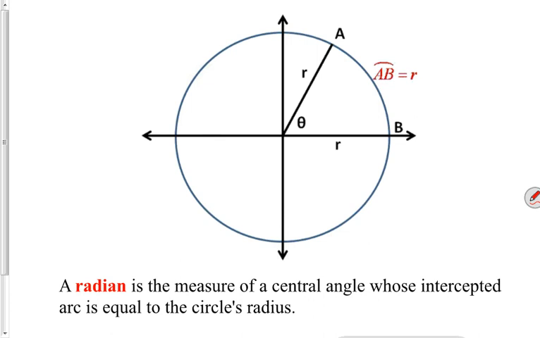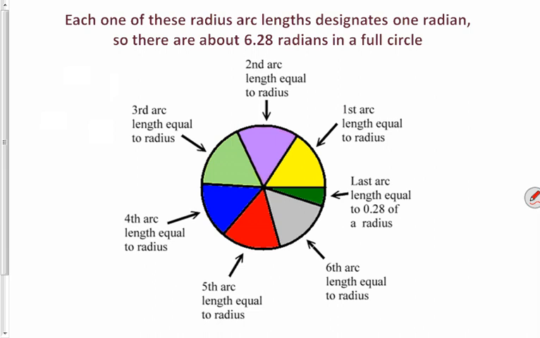So an important question for us to now ask ourselves is, how many radians are in a full circle? We know there are 360 degrees in a full circle, but how many radians? This diagram shows us the answer. Each one of these radius arc lengths designates 1 radian. So there are about 6.28 radians in a full circle.